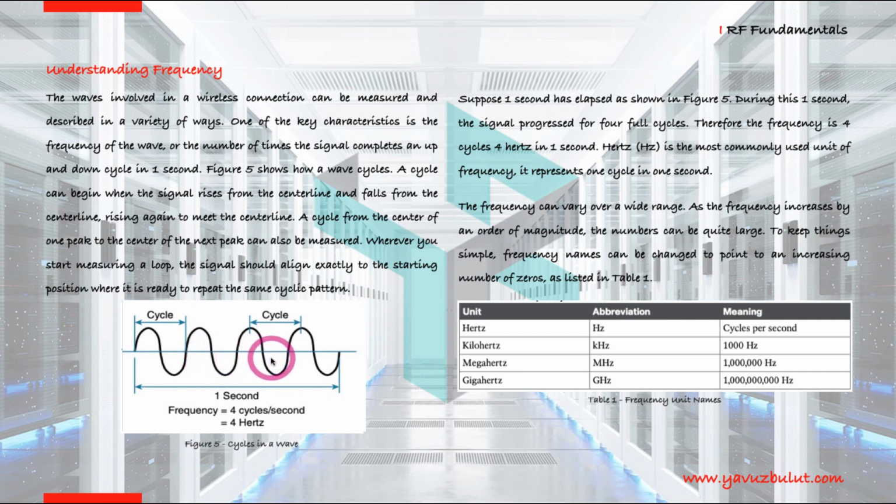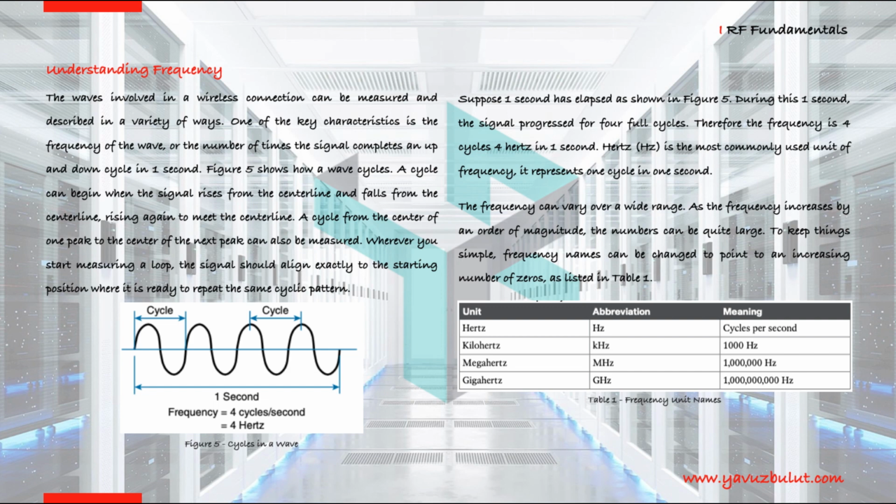A cycle can begin when the signal rises from the center line and falls from the center line and rises again to meet the center line. It can be measured as a loop from the center of one peak to the center of the next peak. No matter where you start measuring a cycle, the signal should be in complete order to the starting position, where it is ready to repeat the same cyclic pattern.